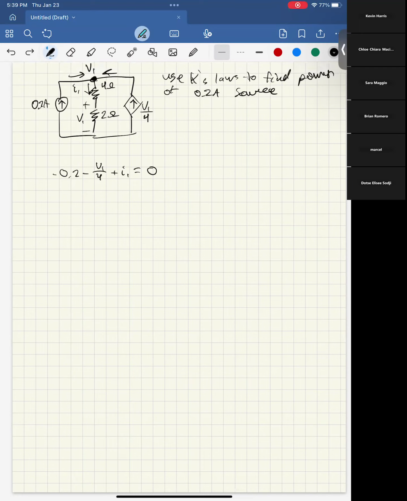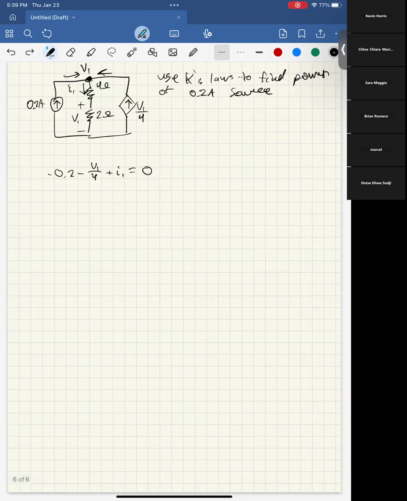Actually, wait. Hold up. V1 equals, oh, yeah. So we know that I1, wait, I'm floundering. Give me a second to actually look at what I'm doing.